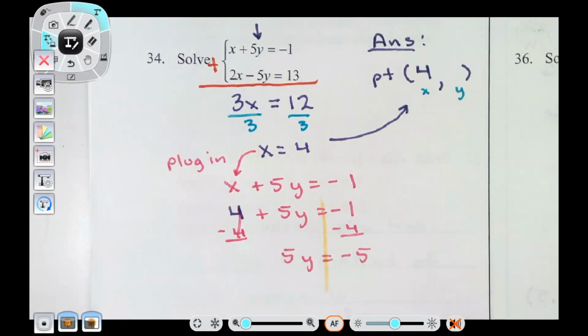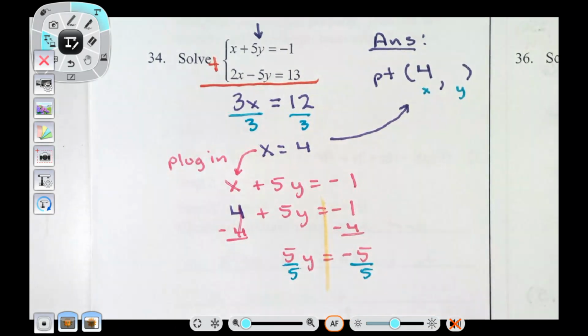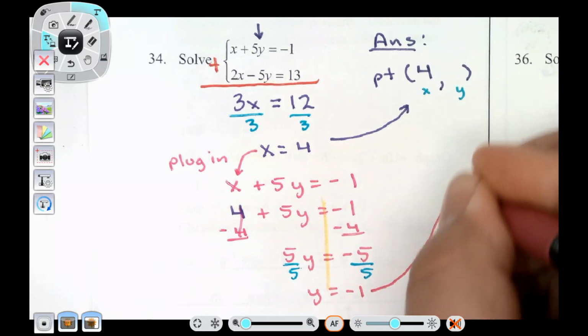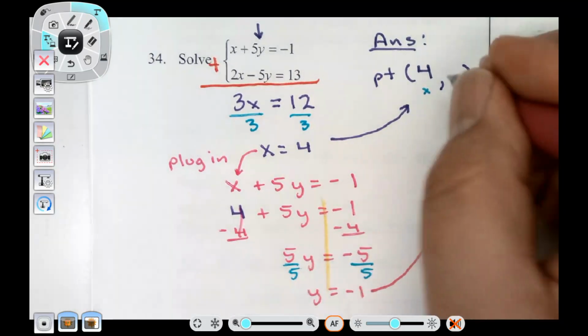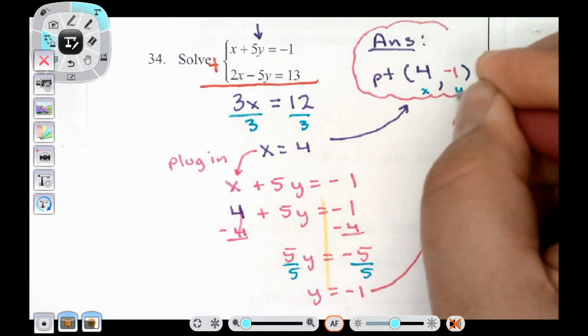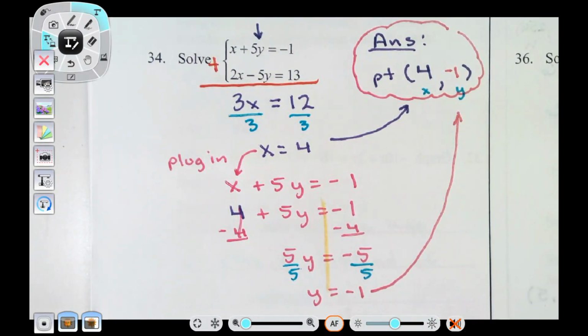And then finally divide by 5. And we get that y is equal to -1. And we officially have the point right there. There's our answer. That's the point where the two lines meet, which is the goal of a system, to always find where two things are going to cross with each other.